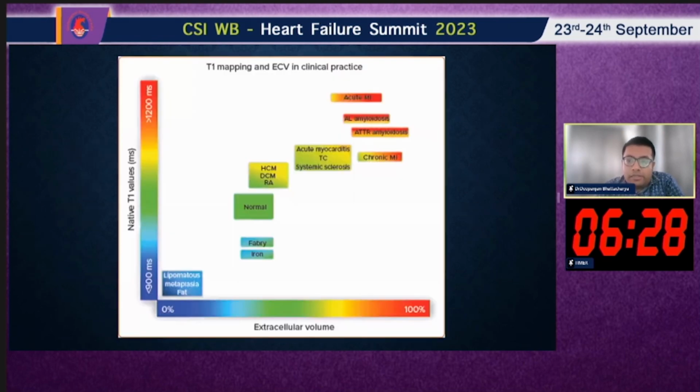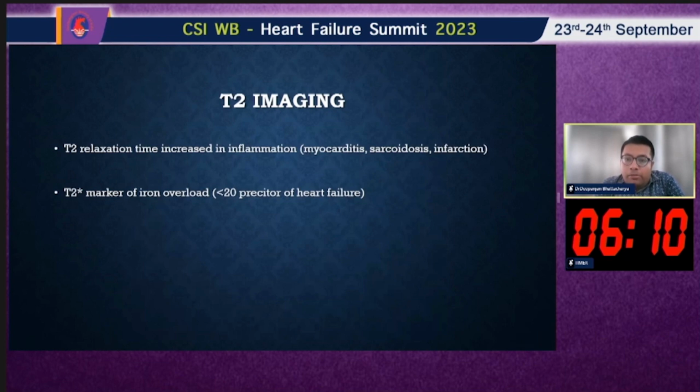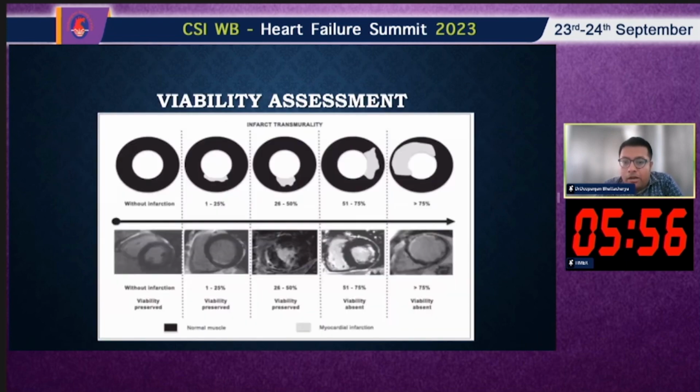So this is the chart between the native T1 values and the ECV. As we can see, these are the subsets where the T1 values are increased more than 1200 and ECV also gets increased. That is in acute MI, AL amyloid, ATTR amyloid, and chronic MI. T2 imaging, again, the T2 relaxation times are increased in inflammation, that is myocarditis, sarcoidosis, and infarction. And T2 star imaging is a marker of iron overload. If it is below 20, it is a predictor of heart failure.